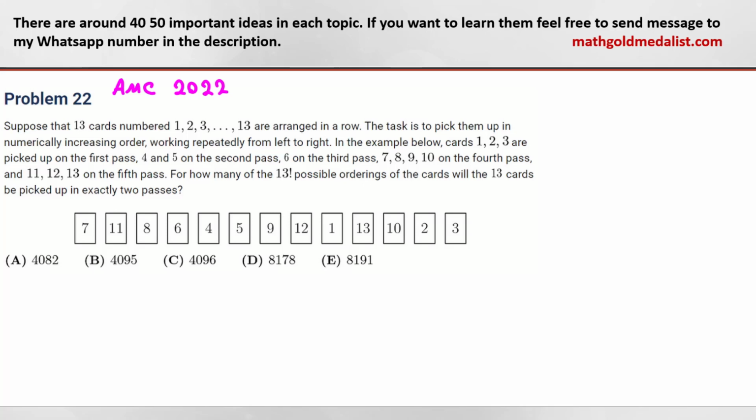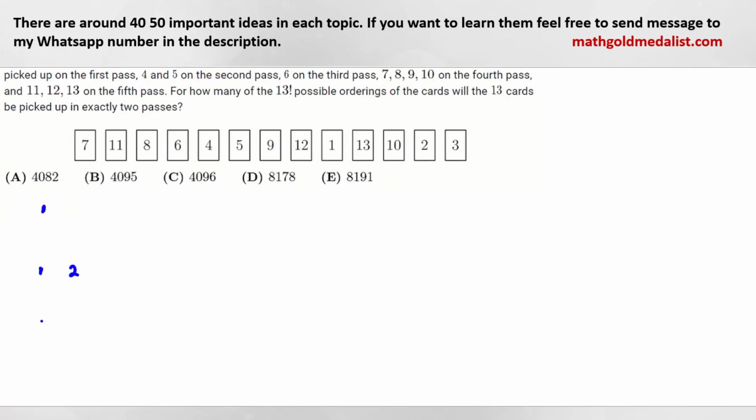I think I might need a hint. One hint, right? Okay. It says we should have two passes, right? So for example, the first pass can be, what are the cases of first pass? Exactly. 1, 1, 2, 1, 2, 3. So if the first pass is 1, then the second pass is what? Two, zero, two.